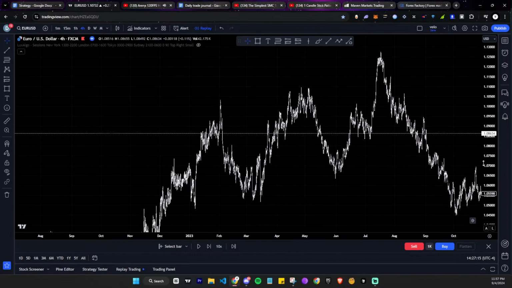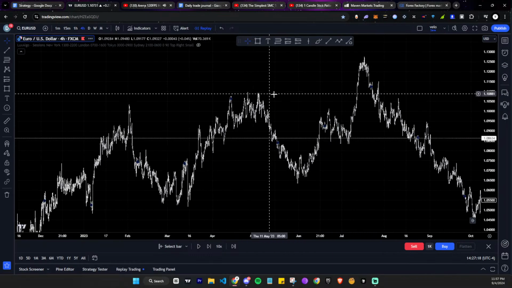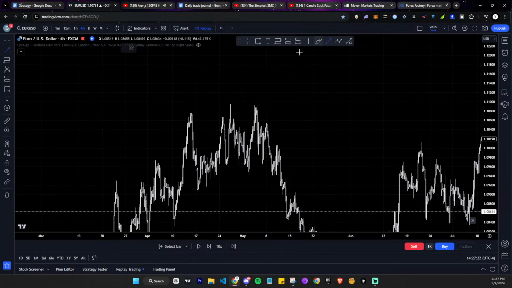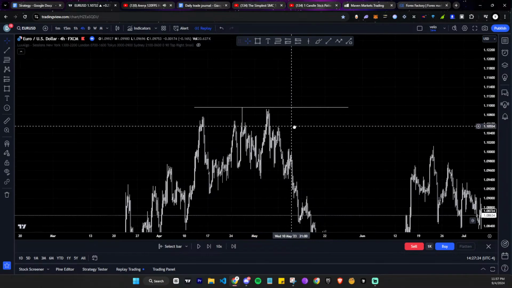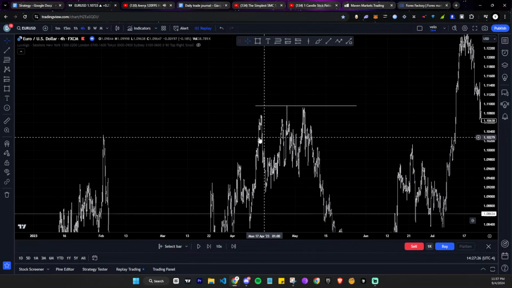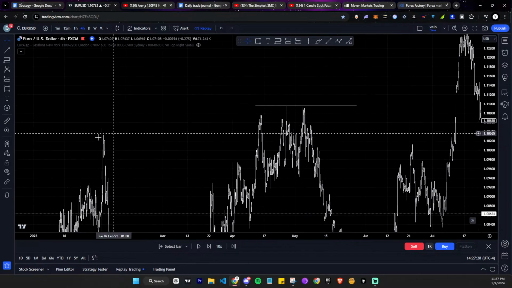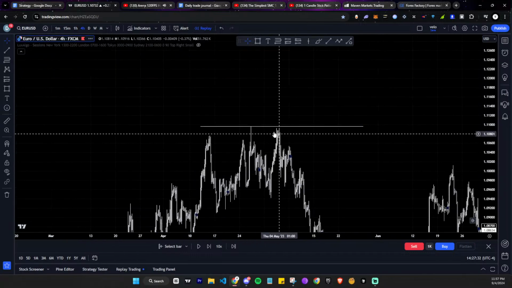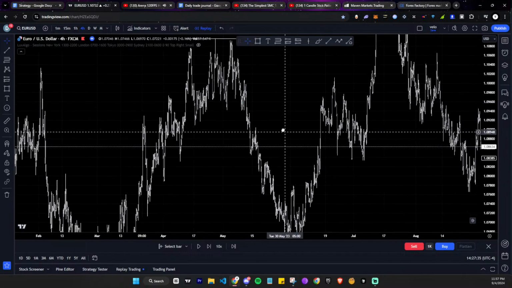But the thing about this is that these highs, you guys can see that these highs are equal highs. Okay, these are equal highs, which means there's a lot of resistance liquidity right above. And you can see that these highs over here took out this high, which means now these highs have a lot of resistance liquidity right above them.